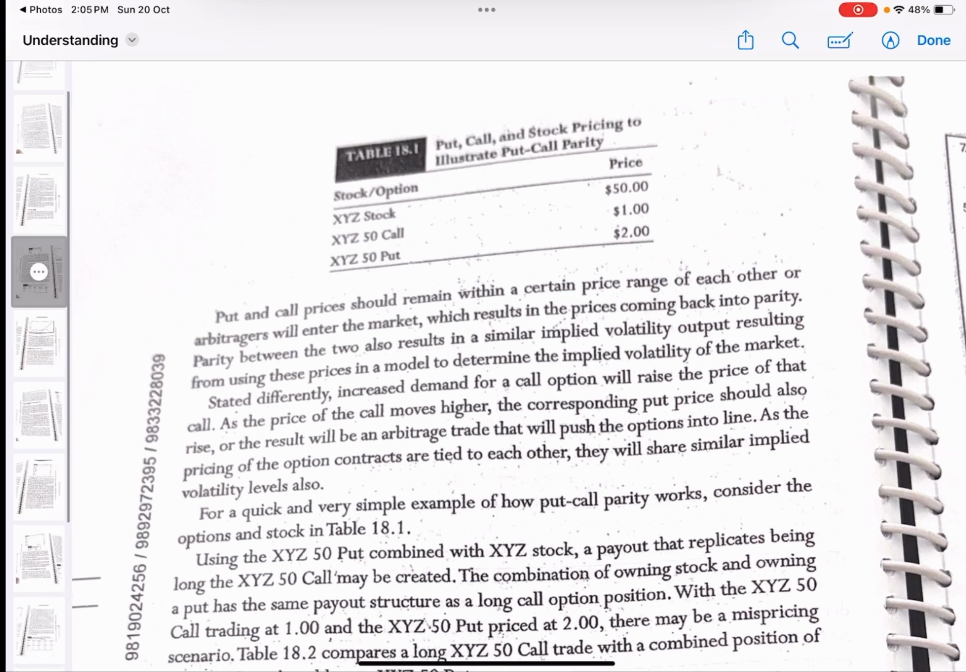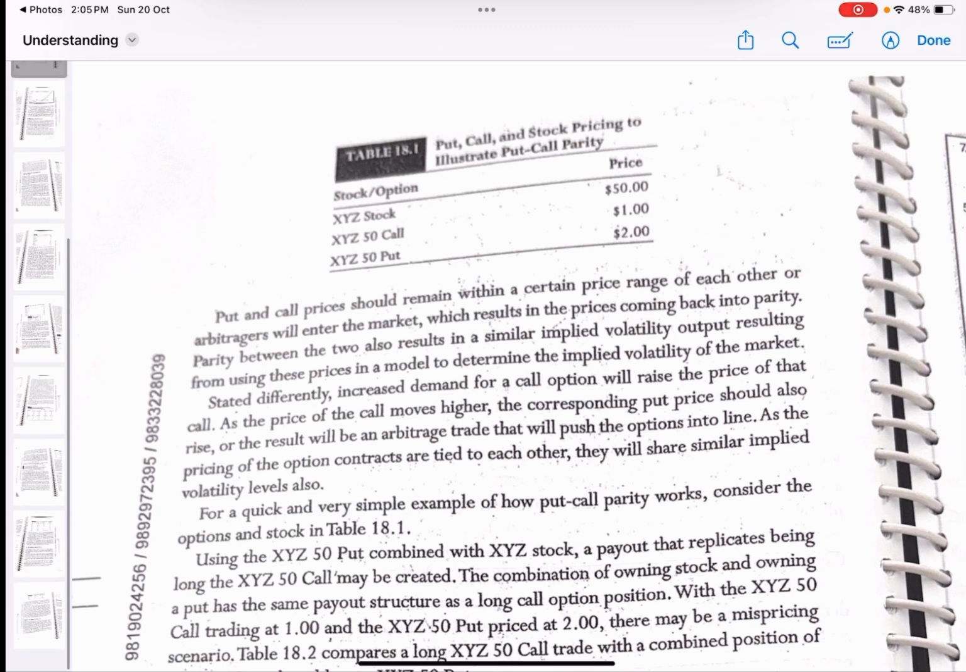So that is why, like I told you, when there is an earnings report which is going to come, there is an IV spike in both the call as well as the put option.